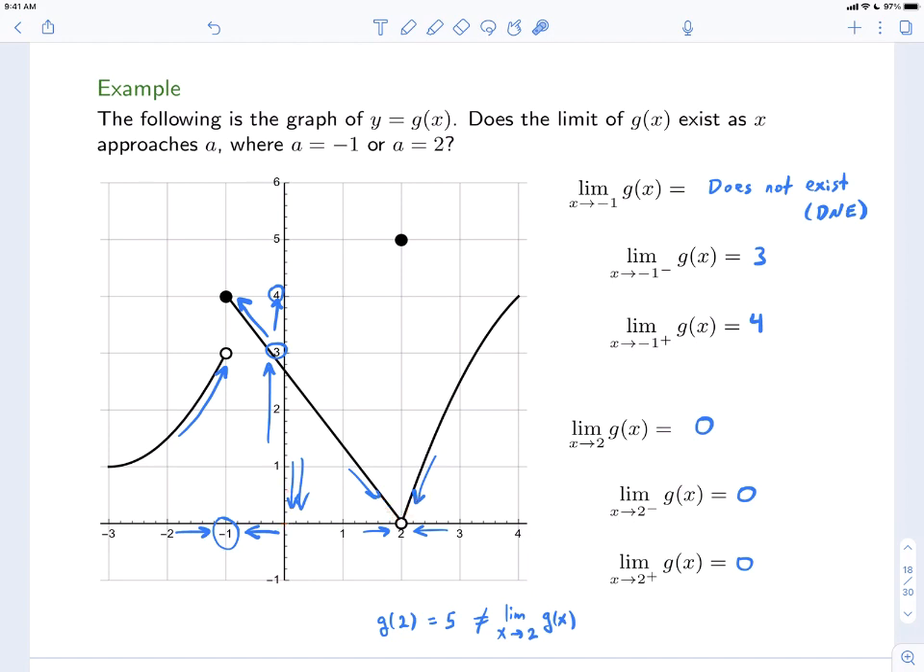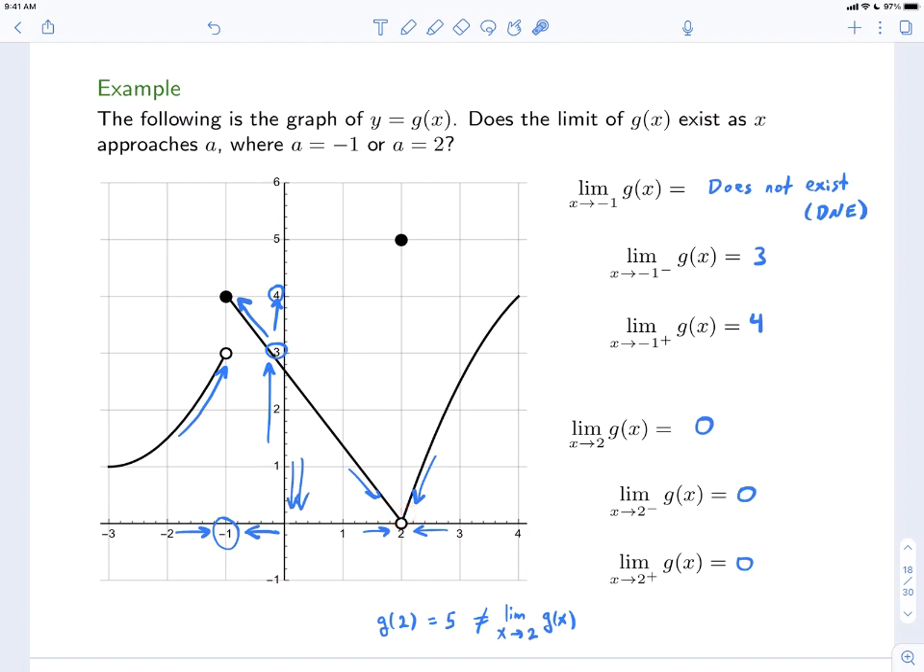So what the function is saying is, okay, I'm getting close to 2, and it looks like my outputs are getting closer to 0. So the function thinks, as you're taking the limit, that the output is going to be 0. But it's in for a surprise when it actually gets to x equals 2, because suddenly it jumps up to 5. So this function is not continuous, because there's a hole there.